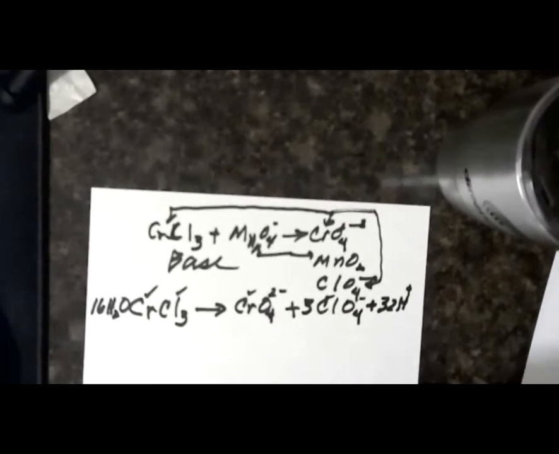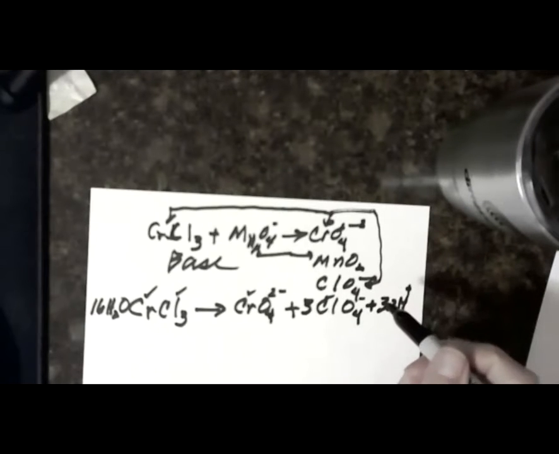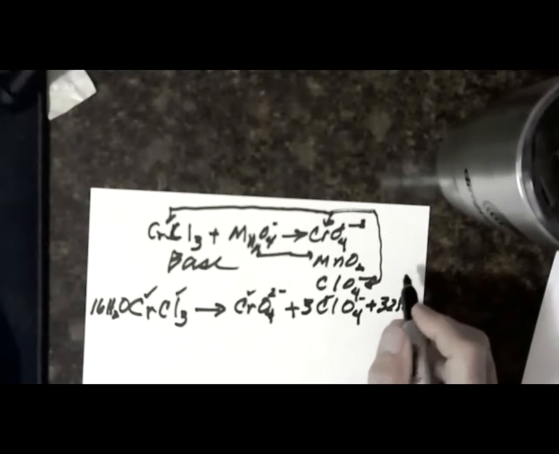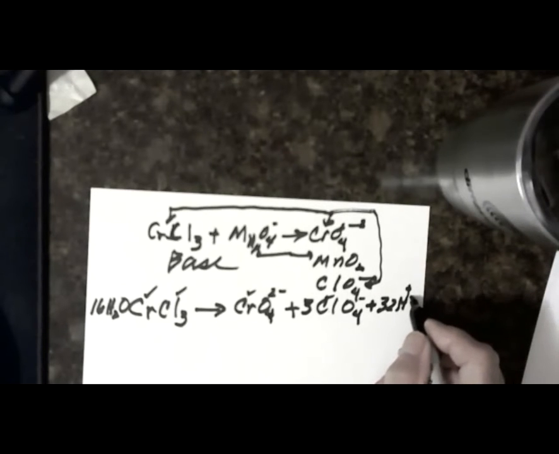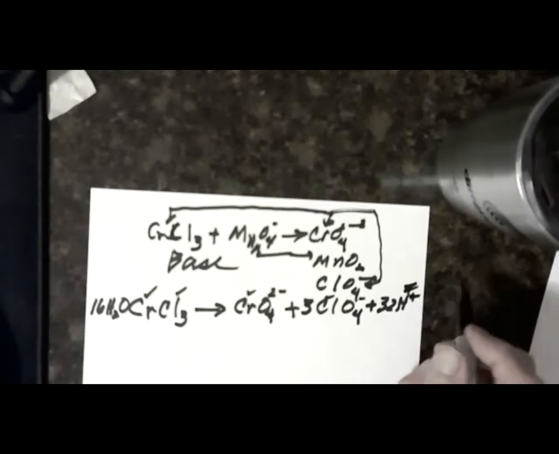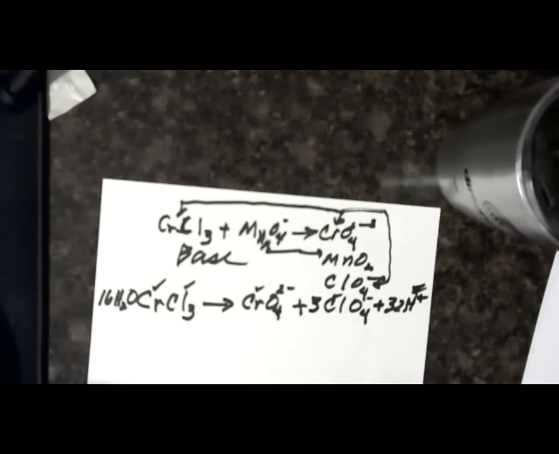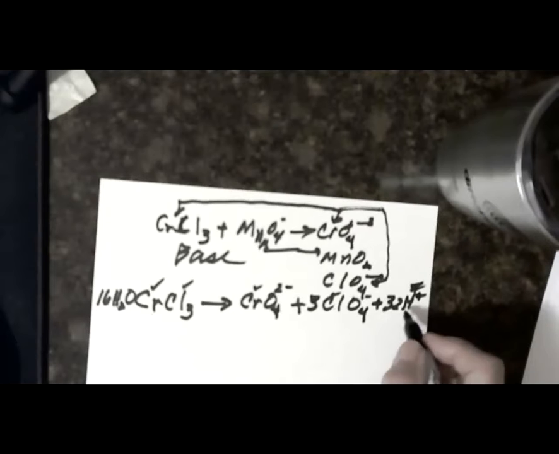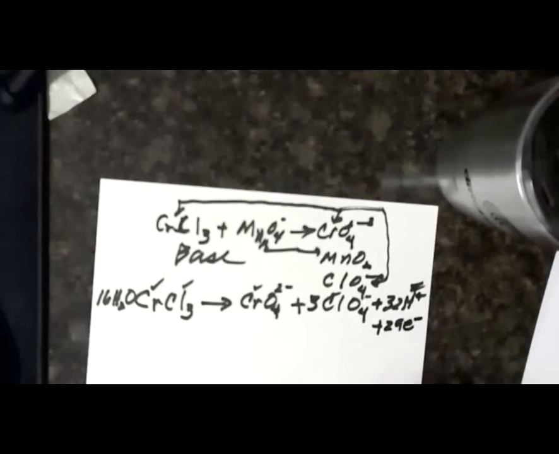And now let's see if I can get the charge. I've got minus 2, minus 3, so 16 times 2 is 32, 32 H pluses. And so I've got 32 positive, minus 3 for the perchlorates, minus 1 each, and minus 2. So I've got 29 positive charges, so I need to add 29 electrons to this.